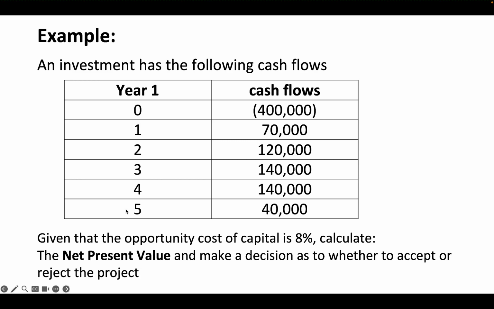And the question says, given that the opportunity cost of capital is 8%, so opportunity cost is the same as discount rate. Probably you have seen other literature that calls this the discount rate. It's the same thing. The two terms are synonymous. So we have the opportunity cost of capital at 8%. So the question is, we calculate the net present value and make a decision as to whether to accept or reject the project.